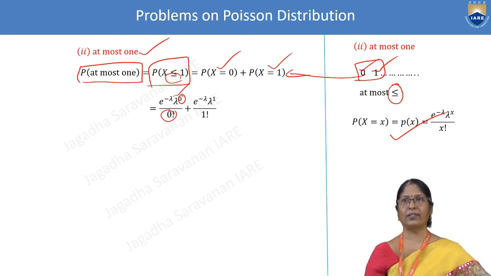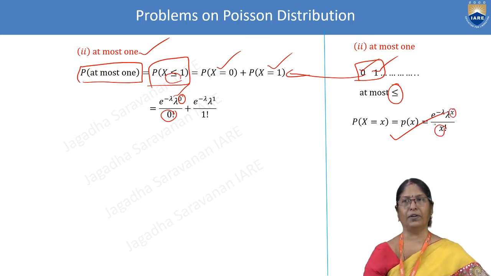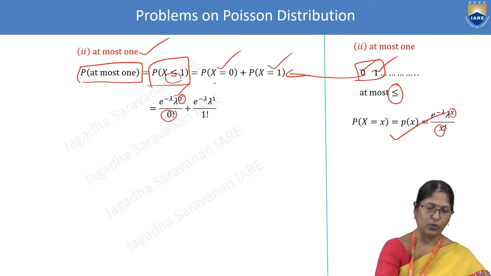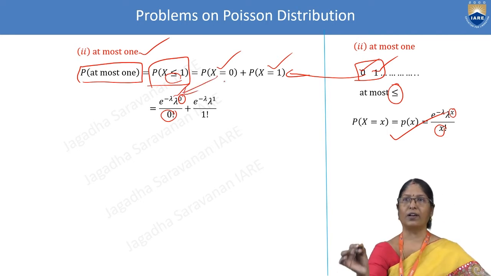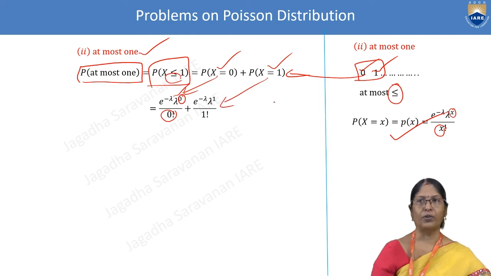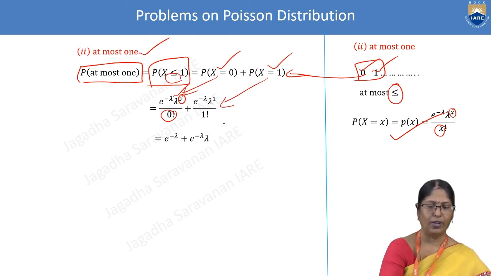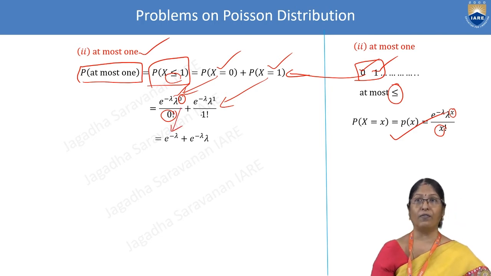X is in two places in the Poisson formula, here and here. So X is equal to 0, that is our specific target. Here X equal to 1. In both, e power minus lambda. Now here we applied the values.